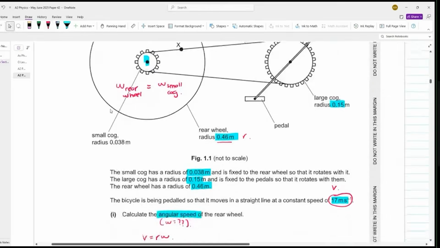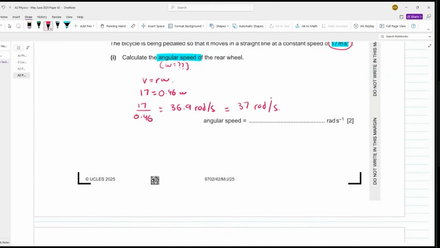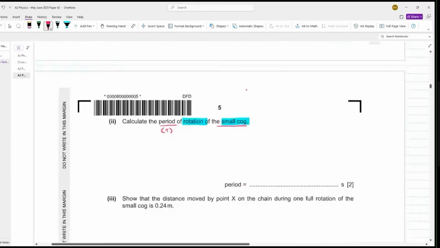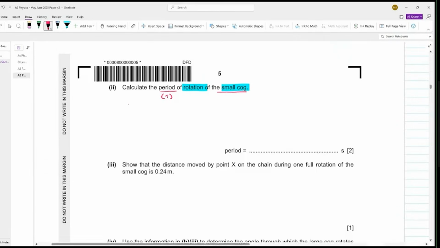Do you have the angular velocity of the small cog? Yes, 37. Sorry, do you have the angular velocity of the rear wheel? Yes. Can you calculate the angular velocity of the small cog? It will be the same as the angular velocity of the rear wheel. That is 37. What is W equal to? W is equal to 2 pi over capital T is equal to 37. Can you calculate the time T?